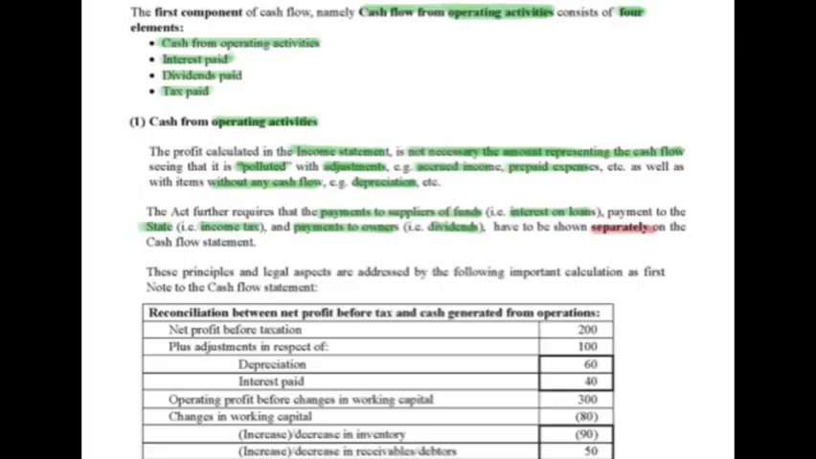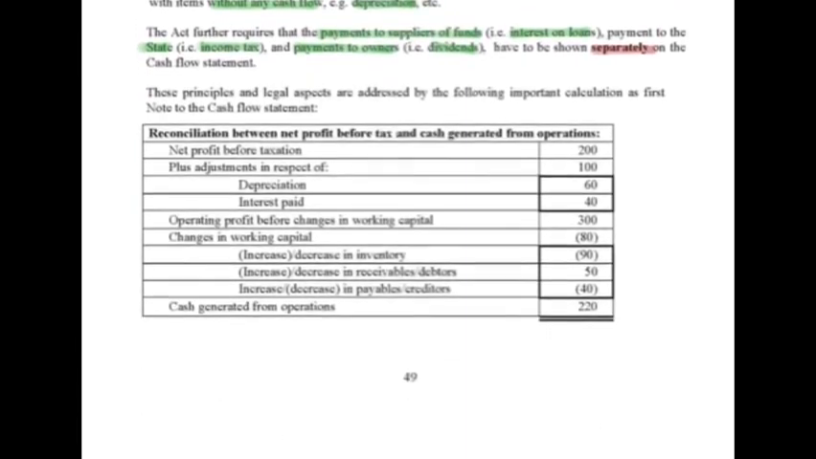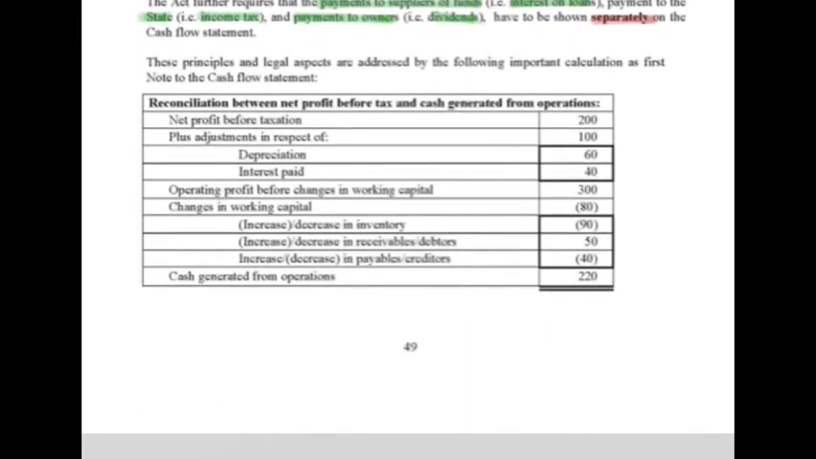These principles and legal aspects are addressed by the following important calculation as a first note to the cash flow statement. So my first note to the cash flow statement is quite a lengthy one, and it's quite an important one as well. The name of the first note is Reconciliation between Net Profit Before Tax and Cash Generated from Operations. The format looks as follows.